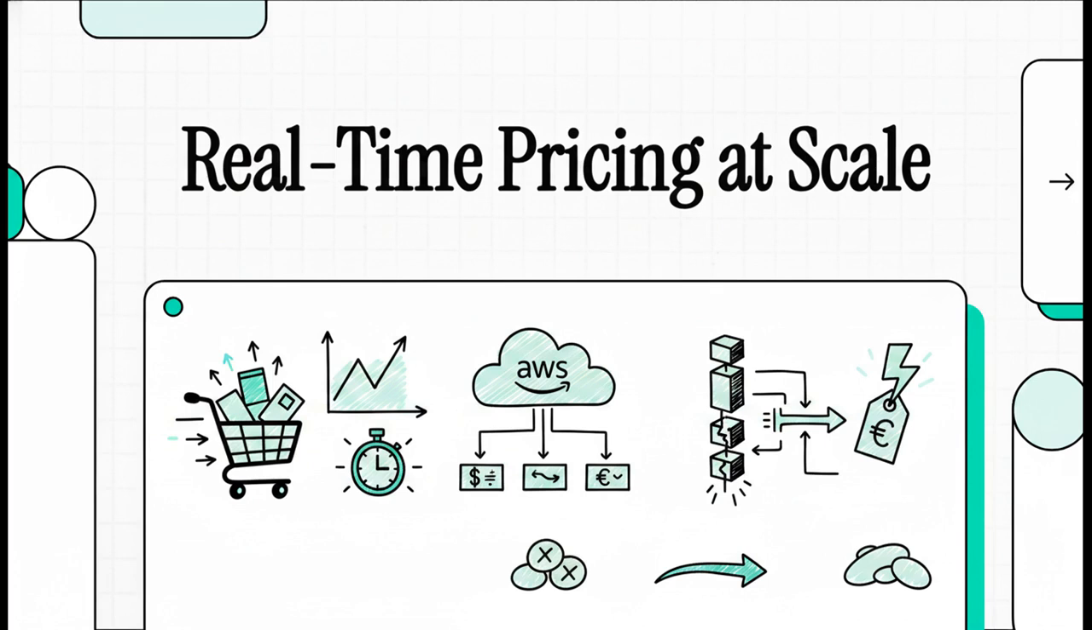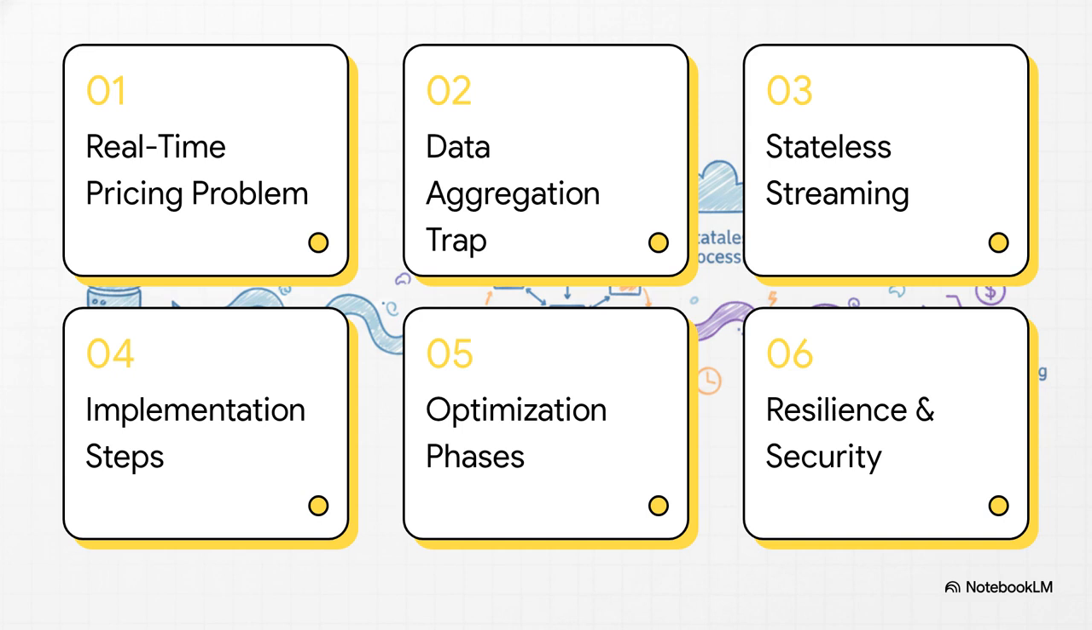We're going to look at exactly how Samsung completely dismantled their legacy infrastructure and shifted to a lightning-fast, stateless streaming setup on AWS, all to achieve real-time pricing at a truly massive scale. If you've ever pulled your hair out over caching nightmares or latency bottlenecks, you are absolutely going to love the elegance of this solution.